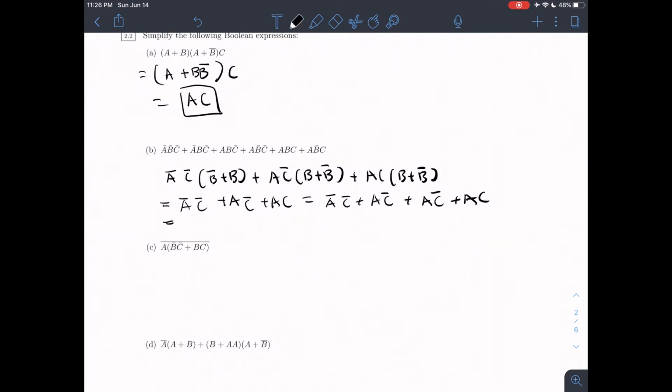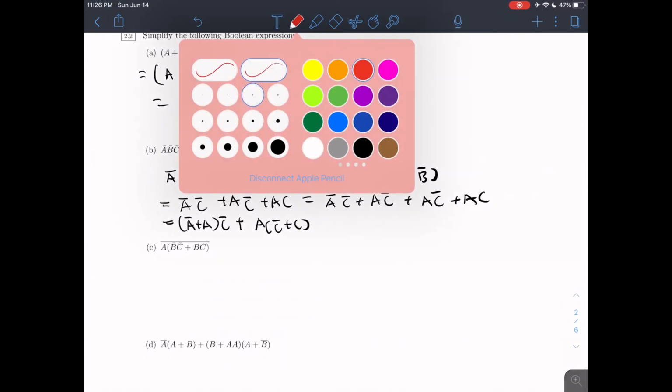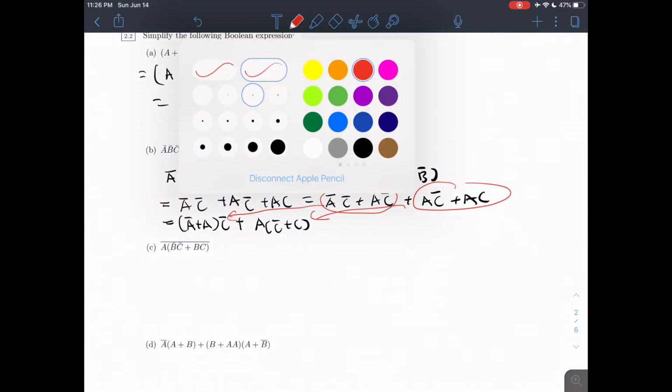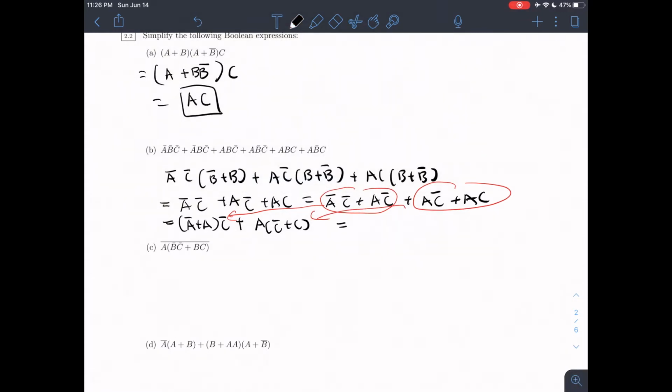Then you can factor out not A plus A. So you get not A plus A times not C plus A not C plus C. So this part corresponds to that, and this part corresponds to that. And last but not least, since you know that not A plus A is just 1, you're going to get C plus A, because not C plus C is also 1. So this is the simplified expression.